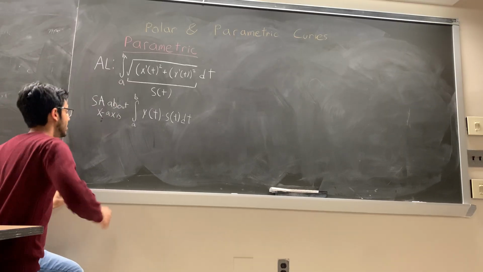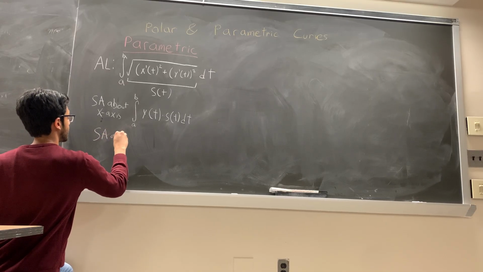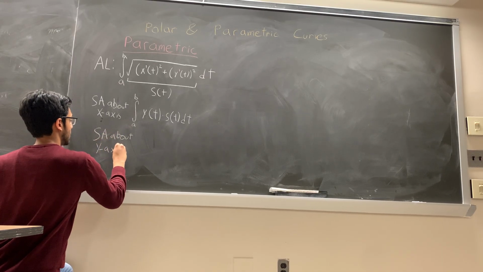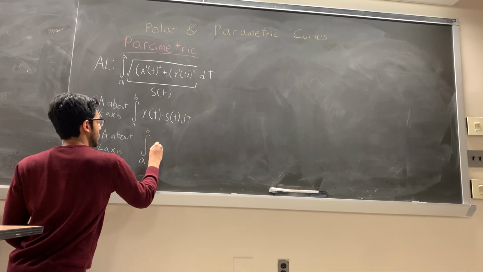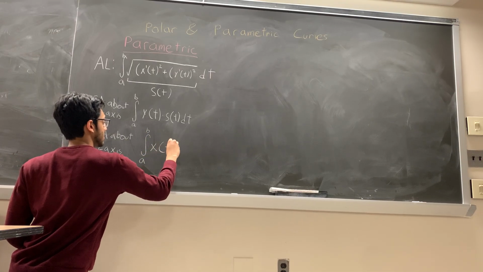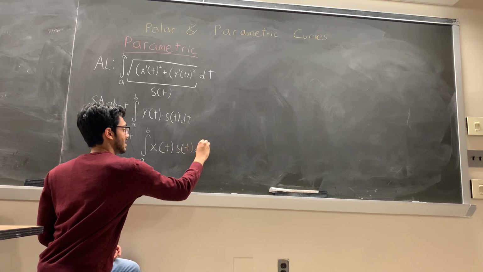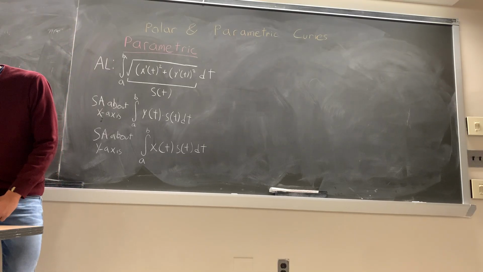Okay, so coming down just one thing further, we have surface area about the y-axis. And that ends up being the integral from a to b of x of t, S of t dt. Hopefully that's still somewhat reasonable to read over there.